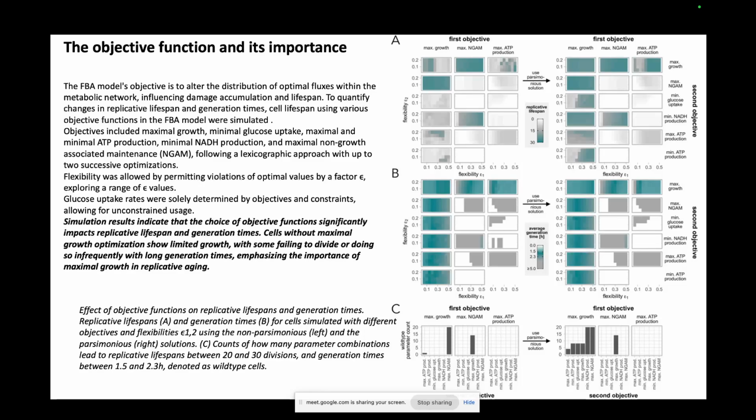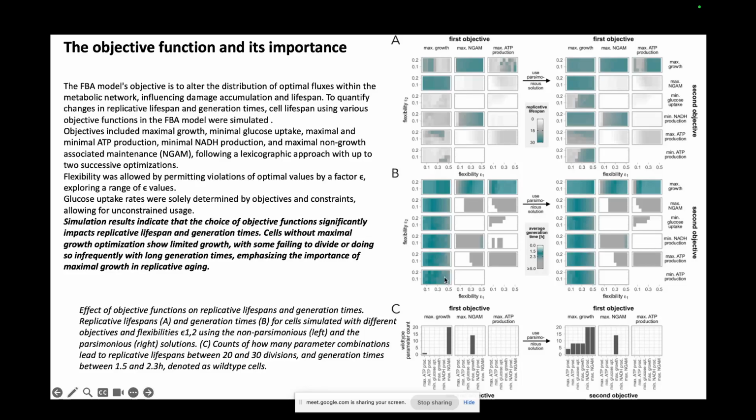So there are a lot of functions that you can optimize depending on your constraints. For example, as I was saying, production of insulin from E. coli, what you want there is minimizing the substrate concentration and maximizing the product concentration. That is the flux balance that you want to do, right? Flexibility was allowed by permitting violations of optimal values by a factor of eta.